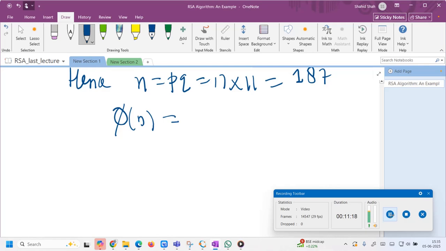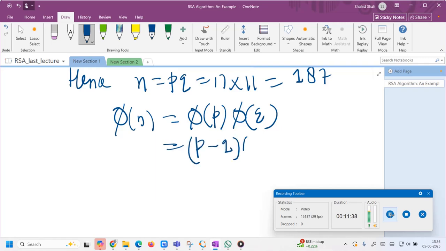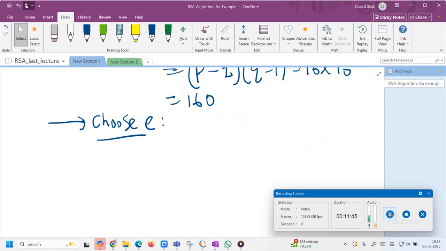Everything is modulo phi of n here, and we proved a small theorem in our prelims video, that the totient function of a number whose factors are two primes P and Q is equal to the totient function of P times the totient function of Q. And we know that the totient function of a prime number is the number minus 1, so it will be (P minus 1) times (Q minus 1), which is 16 times 10, and the totient function is 160.